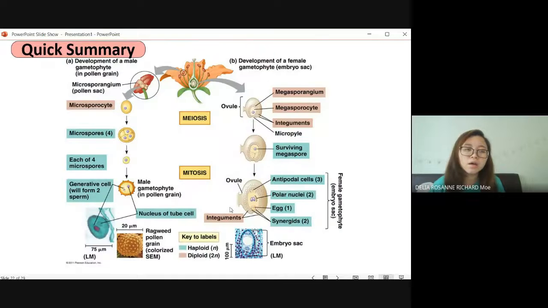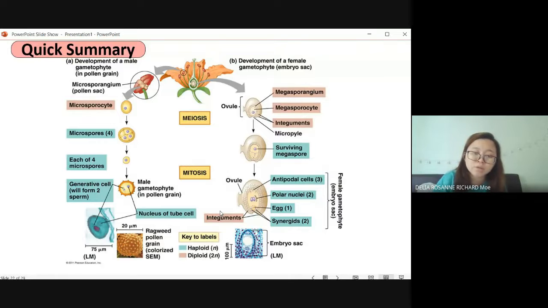Then we went into the very long and very confusing chapter, which is chapter 9, reproduction and development, which is how the plant makes the baby and how the human makes the baby and how the baby grows after you make the baby. So how does the plant make the baby?